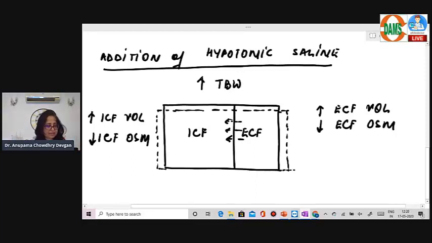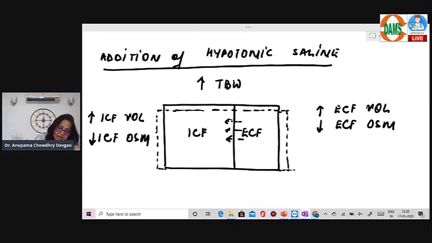You are able to correlate. This is a dilutional hyponatremia, right? This is what happens if there is addition of hypotonic saline. Yes, there is increase in total body water now, but because there is now a decrease in osmolality, there is shift of water from ECF to ICF, and this ultimately results in an increase in ECF volume, but decrease in ECF osmolality. Remember, the shift of fluid will be till the osmolality is the same on both sides.